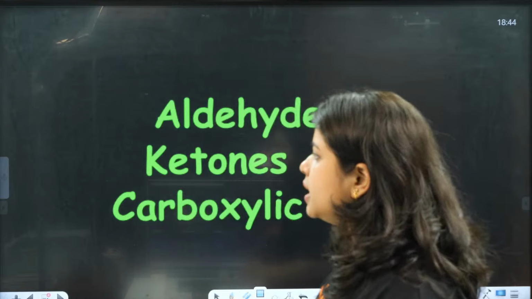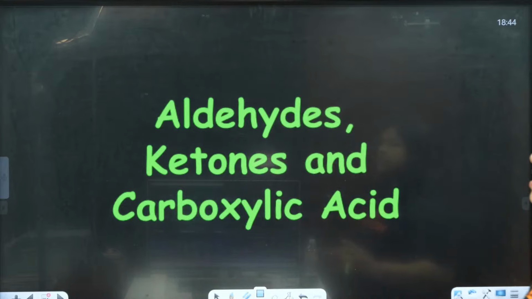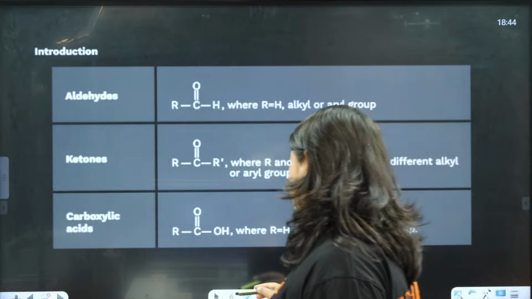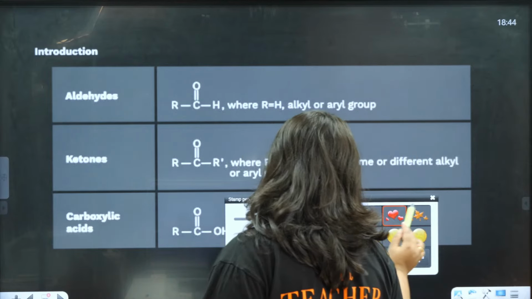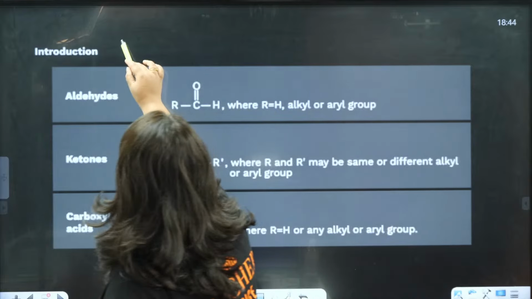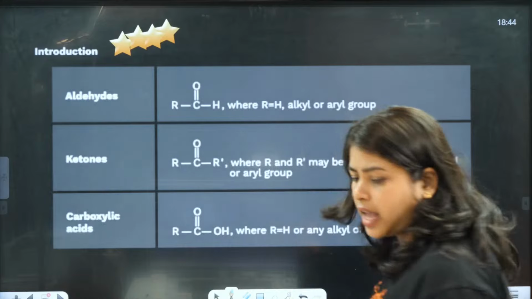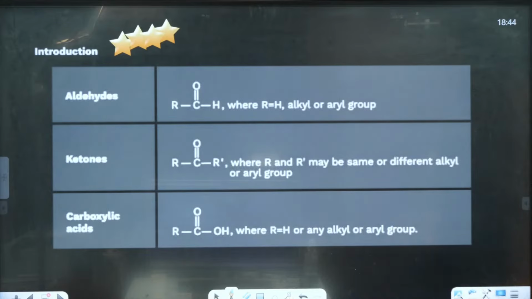Okay, so aldehydes, ketones and carboxylic acids, first you should know this. This is very important. If you people understand this, you will get to know everything. If you know this, the rest will be easily understood.